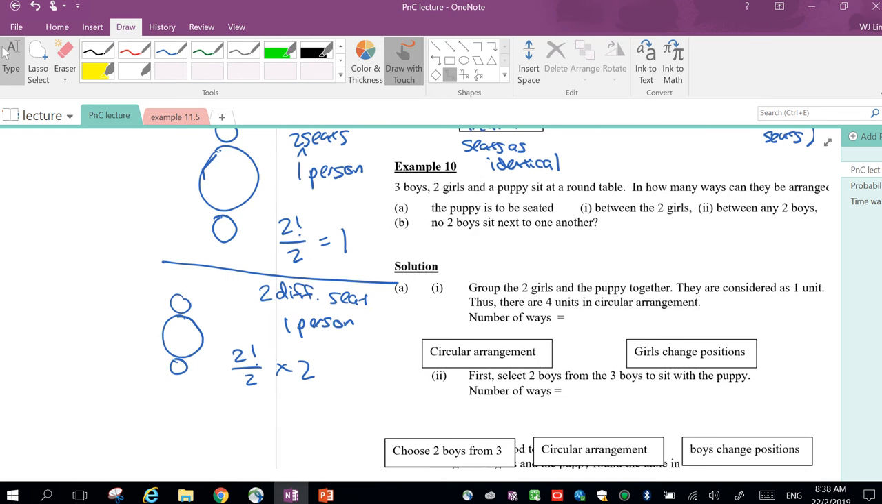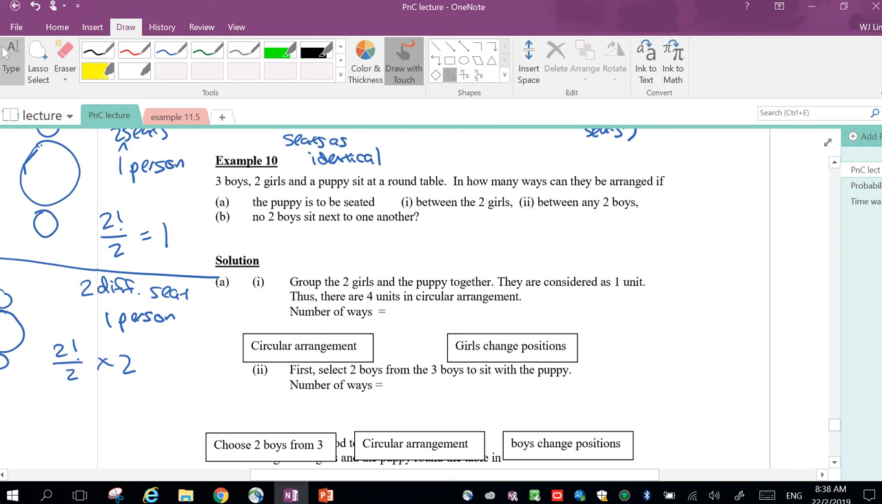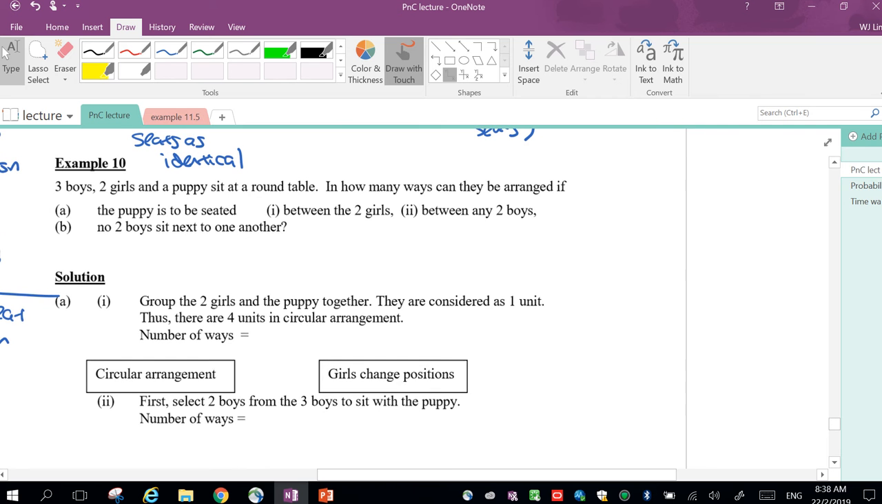Okay, so let's move on to example 10. Three boys, two girls, one puppy sit at the round table. How many ways can they be arranged if the puppy is to be seated between two girls? Before we start, I always ask you, this is a round table. You have to ask yourself, seats identical? Please write down.